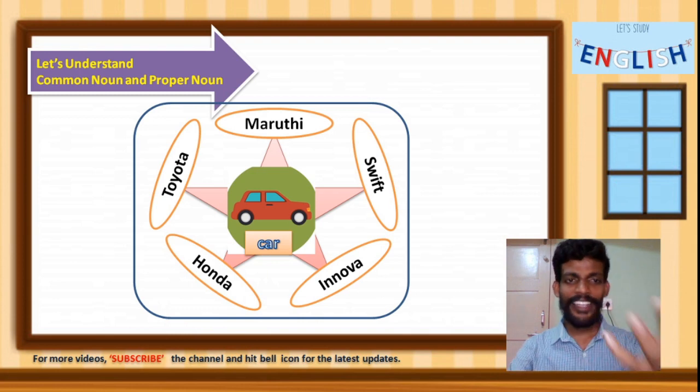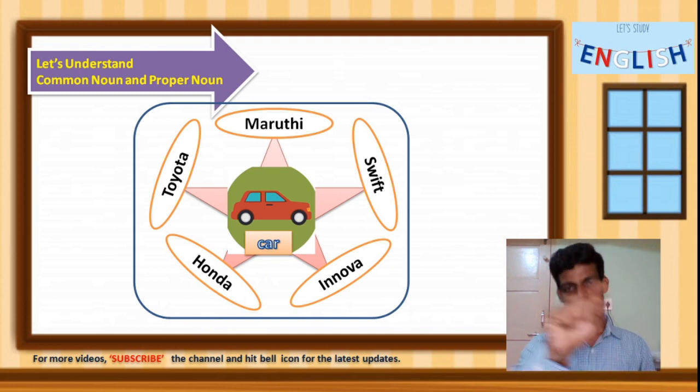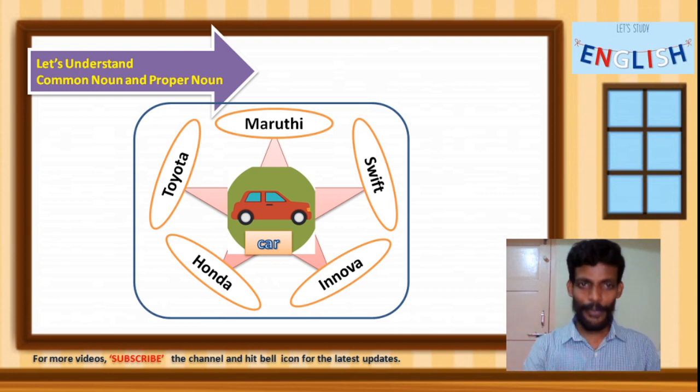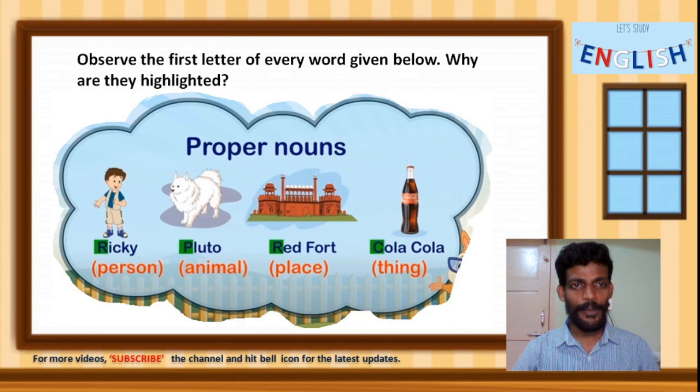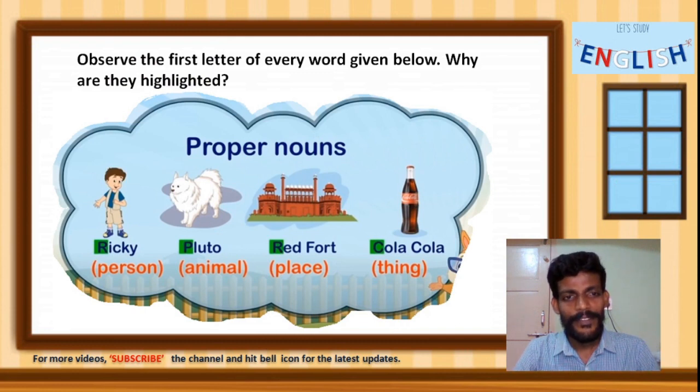So in this, car is a common noun, whereas all the other words belong to a particular brand or the name of a company. They are proper nouns. If you see, the first letter of all these proper nouns is capital. Why? Observe the first letter of every word given below. Why are they highlighted? In the first word, Ricky, R is highlighted. Pluto, P is highlighted. Why?